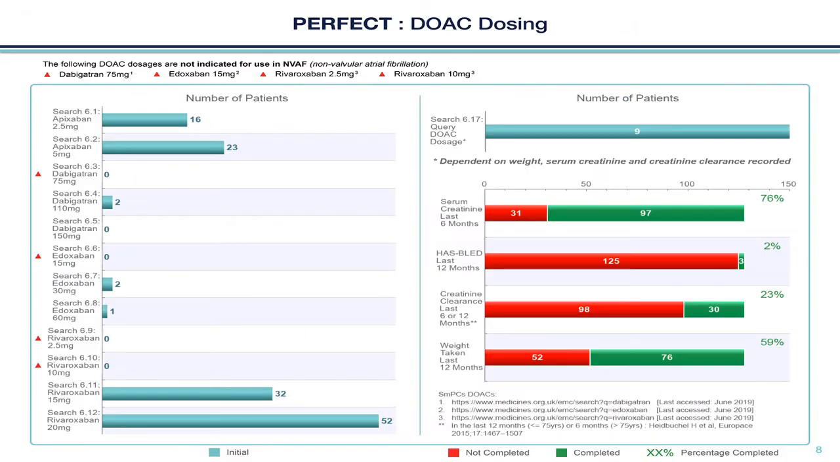This is to look at the DOAC dosing for those patients. So you can see listed down the side of the graph here, you've got all the different search numbers. So if you wanted to go and find these 2 patients here, for example, you can just go into your system and look at search 6.7 and you'd find them all here. The second graph here is showing patients with missing data. So to get the correct dosage, we need to have the serum creatinine, the HAS-BLED, and the weight and creatinine clearance. So if we don't have that data, we can't be sure that the dosing is correct for these patients.